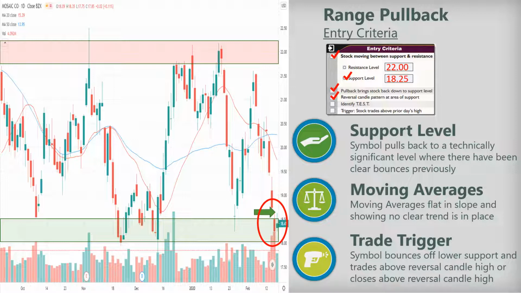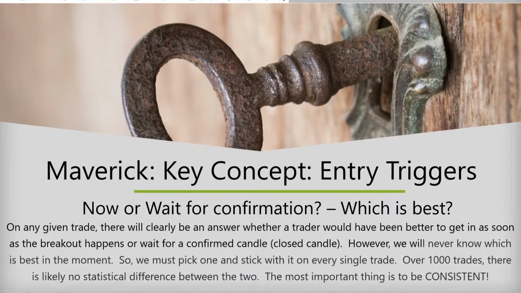So we'll look for this trade trigger. We need to see it bounce off and establish the pivot point. Remember that. And trade above that harami high, or the green candle's high. That is going to be our confirmation.